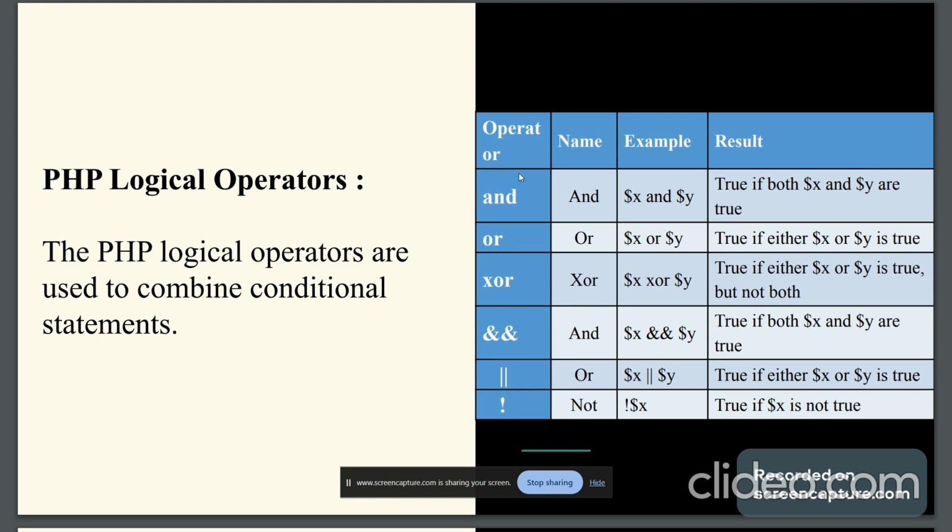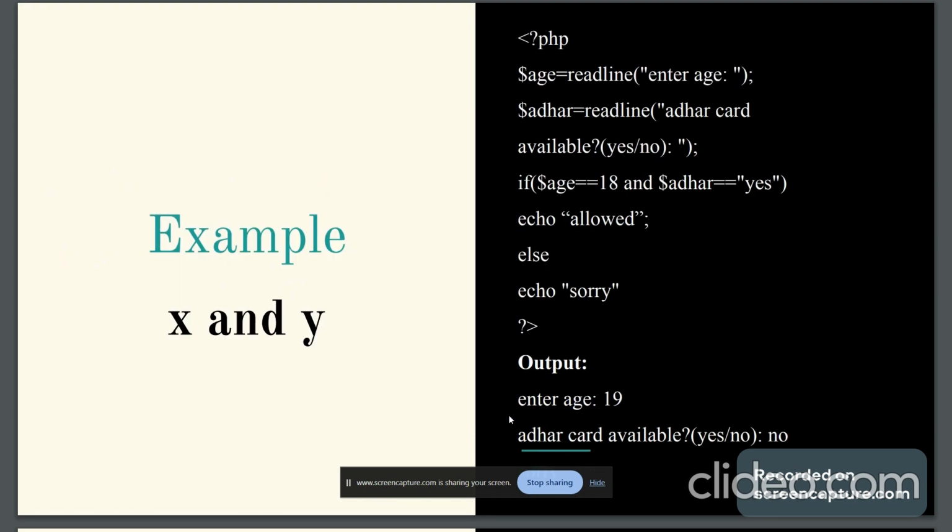Logical operators are AND, OR, and XOR. And there are alternative ways of writing these operators. We can use alphabets for AND or OR, or we can have the operator with double ampersand, pipe symbol, and exclamation mark. Let's see.